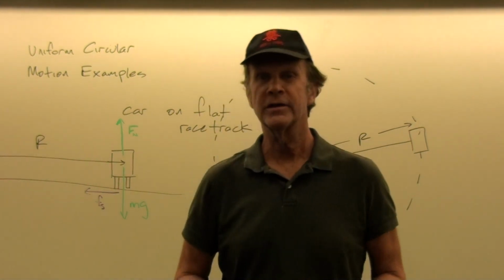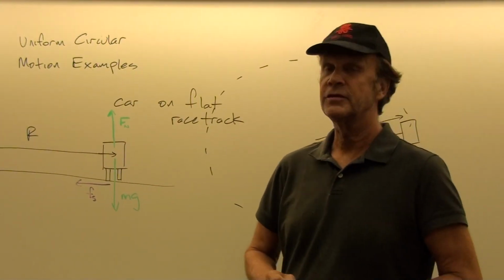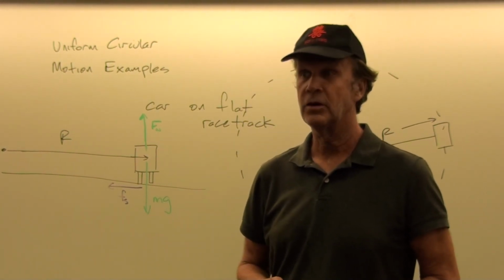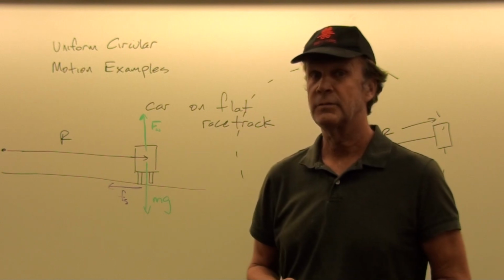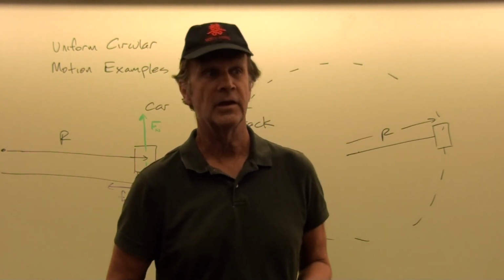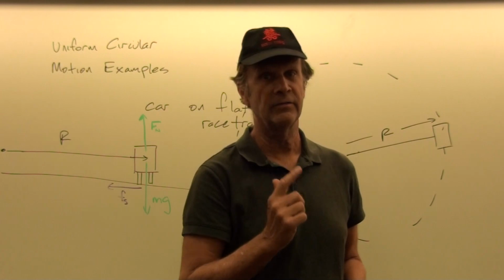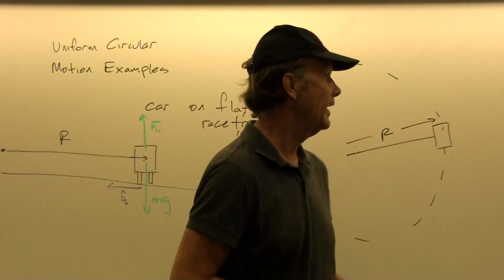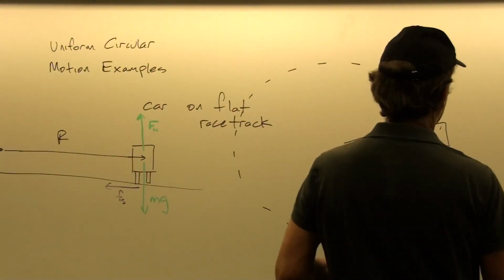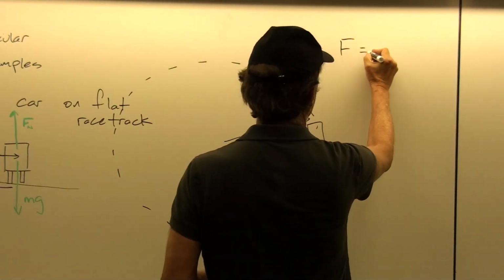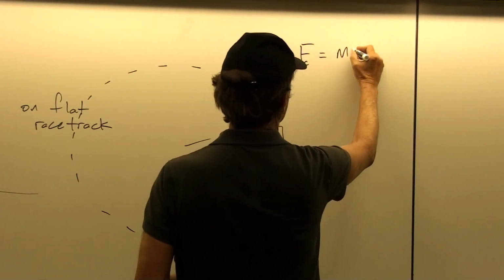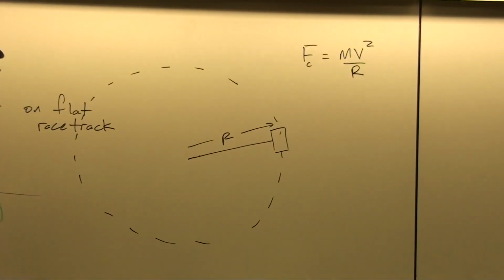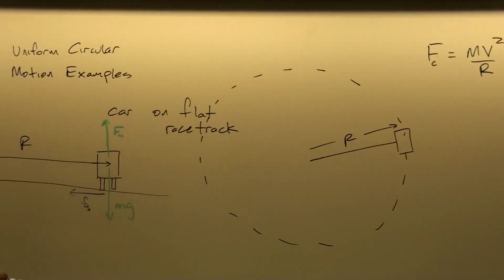All right, I'd like to do a few more examples of uniform circular motion in which different kinds of forces can play the role of the centripetal force. Remember, that's the center-seeking force that allows an object to travel in a circular path at constant speed. Our basic working equation that we'll be using all the time is that the centripetal force is equal to mv squared over r. In the next example, let's say we have a car on a flat racetrack.